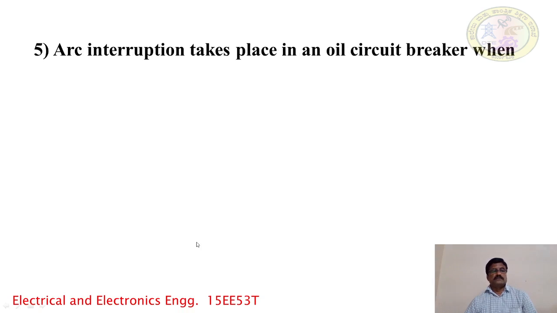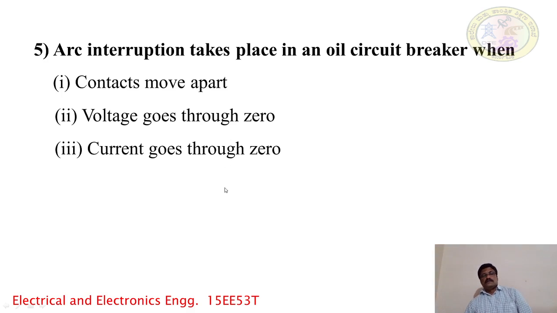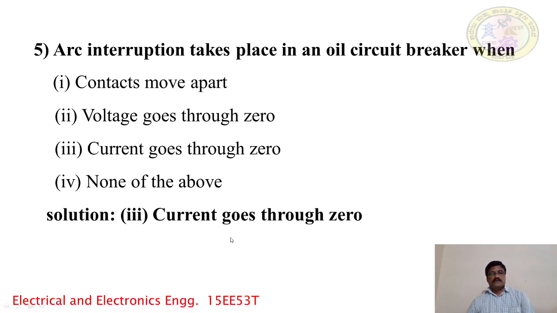And fifth question: arc interruption takes place in an oil circuit breaker when? First option, contacts move apart. Second one, voltage goes through zero. Third one, current goes through zero. And fourth one, none of the above. Arc interruption takes place in an oil circuit breaker when the current goes through zero, so the answer is current goes through zero.